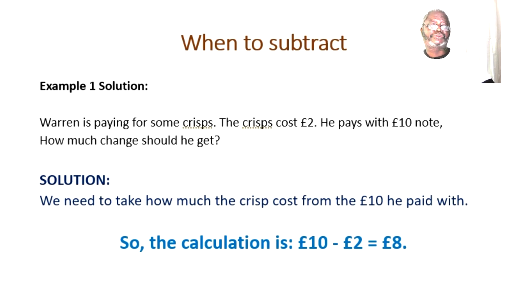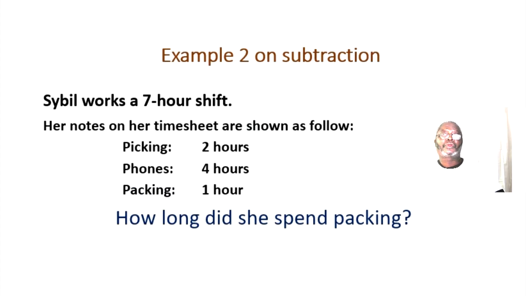Let's look at example 2. Sybil works a 7 hours shift. Her notes on her timesheets are shown as follows. Picking, phones, packing. You have the hours there. How long did she spend packing?